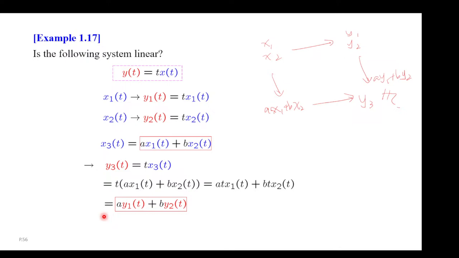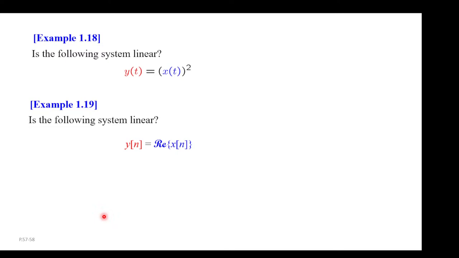Okay, so this system is linear, and now a question: are those two systems linear? Time to show hands. The first one is y of t equal to x of t squared. Is this linear? If yes, raise your hand. If no, raise your hand. Okay, people think it's not linear because you have a square here. Now this one is harder.